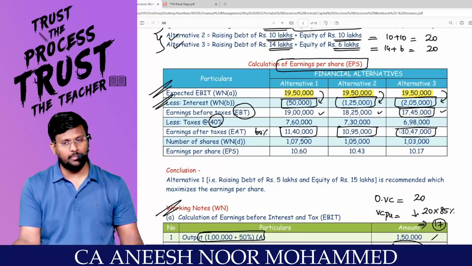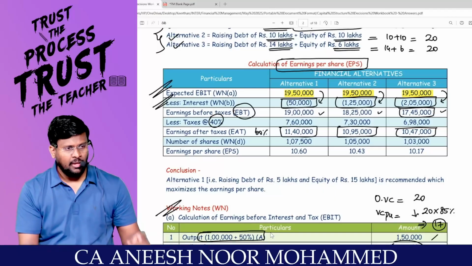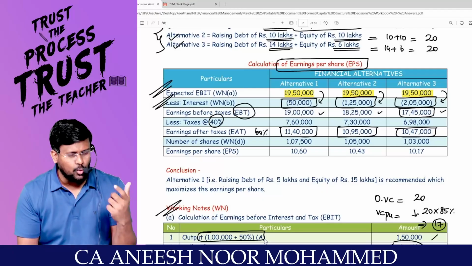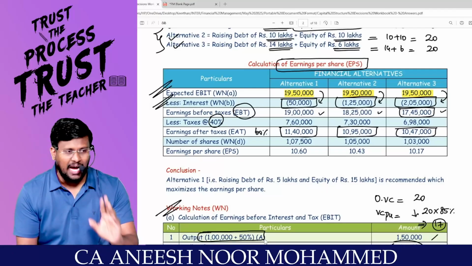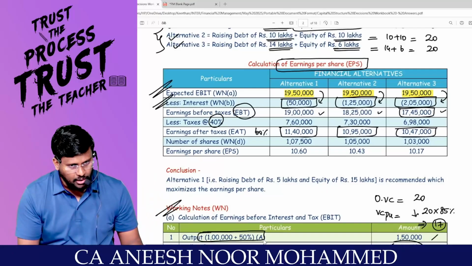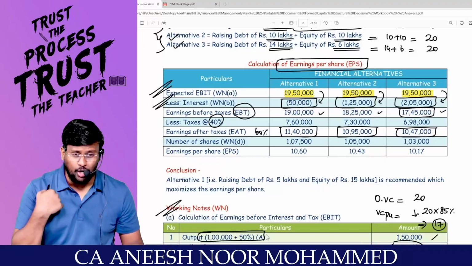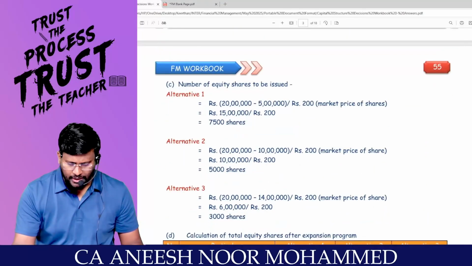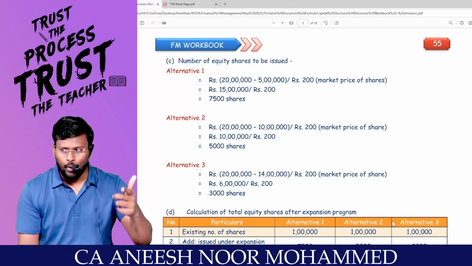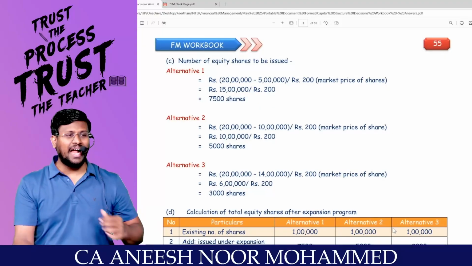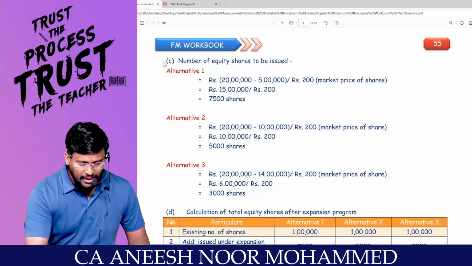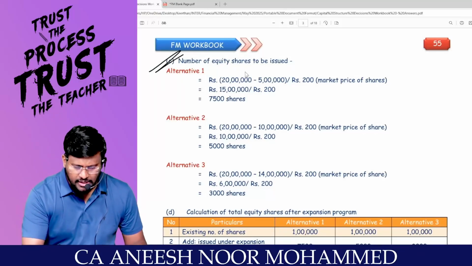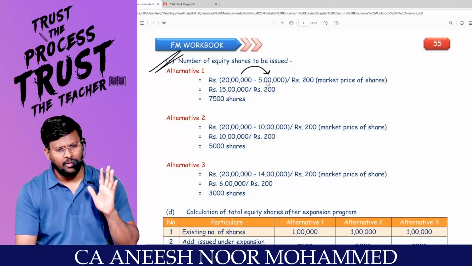Are you all really with me? Now, if one part of the capital required is raised by debt, the other part has to be raised by equity. Already I have a number of equity shares, and now I am going to raise funds by issuing additional equity. Right, sir? So what is the number of equity shares to be issued? My dear lovable students, what is the total capital employed? 20 lakhs.